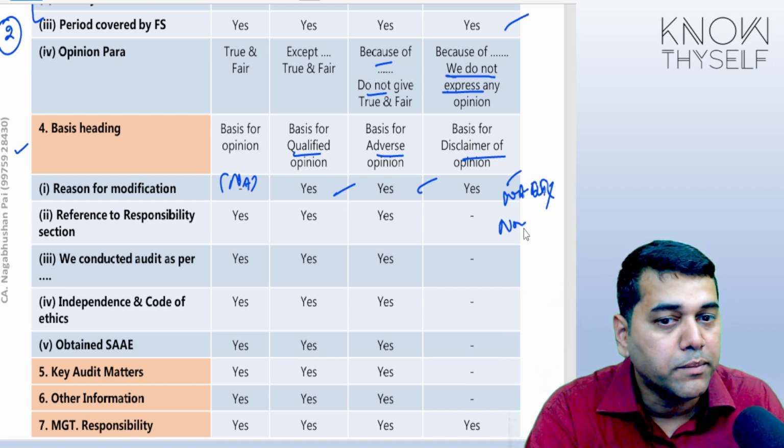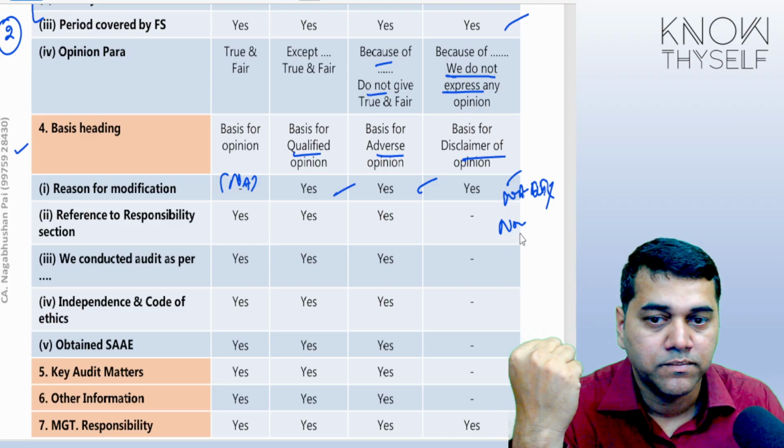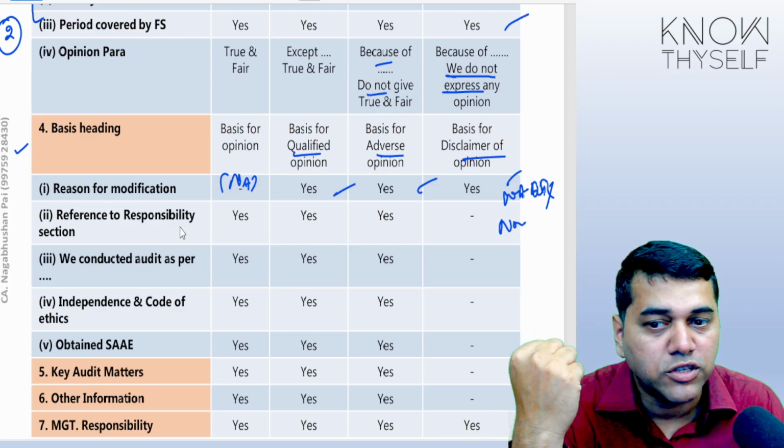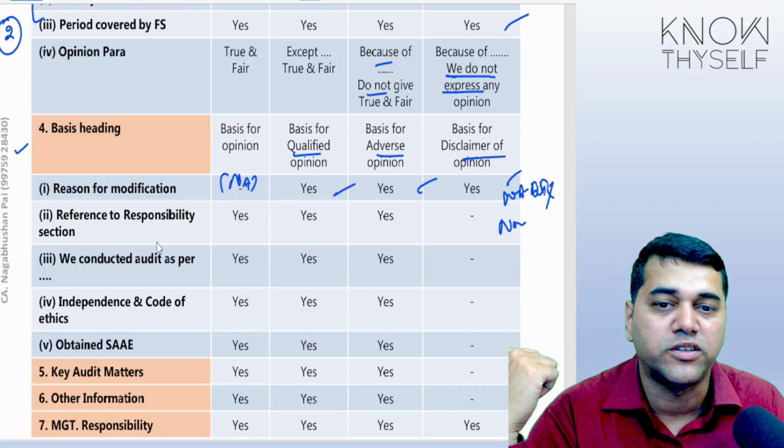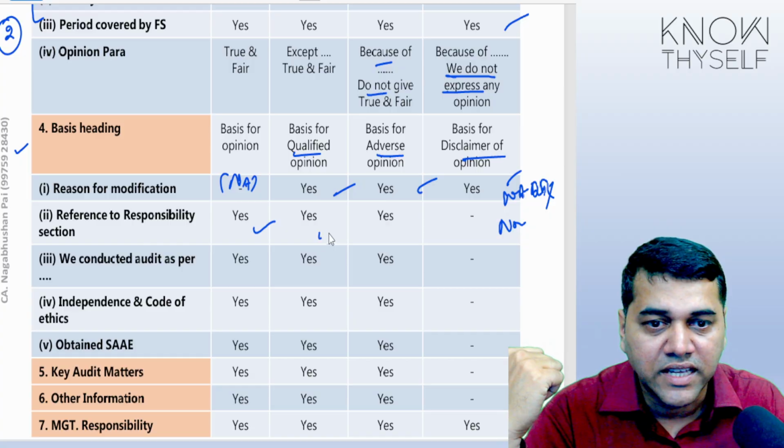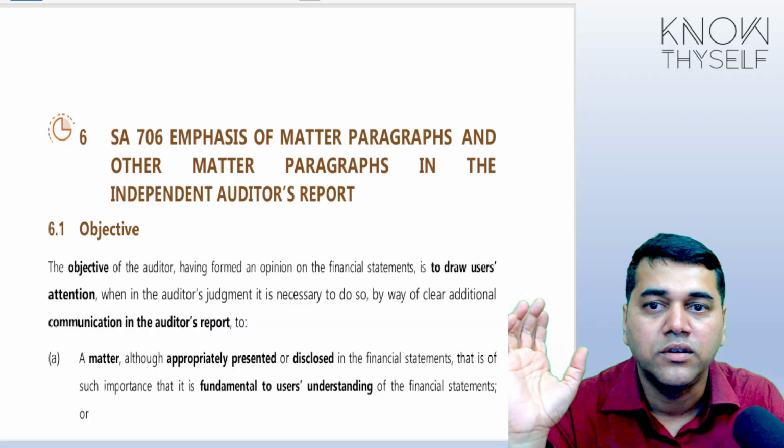If it is not prohibited by law, you have got sufficient evidence. Now, should you give the reference to the responsibility section, that our responsibility has been told in the auditor's responsibility section? Should you say that? Yes, yes, yes. But they said no. This is what they said here.